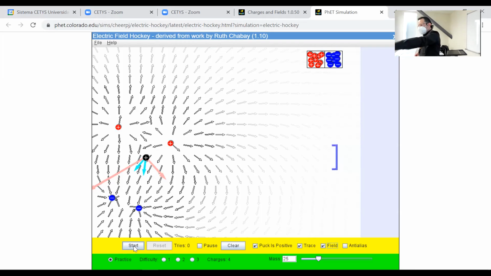Let's say that I drop a charge there. The moment I drop the charge, the electrical fields are going to interact. So the blue and the red aren't moving, but the black is going to move because there's something pushing it, which is the resultant electrical field. So depending on how all of these interact, the puck is going to move somewhere.